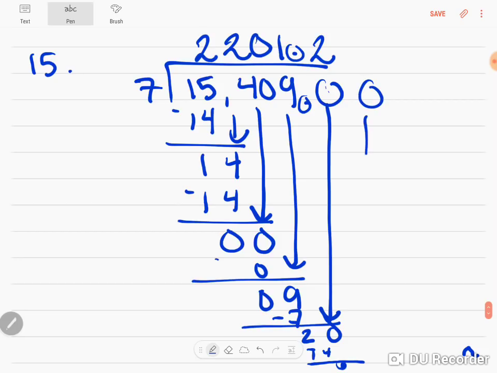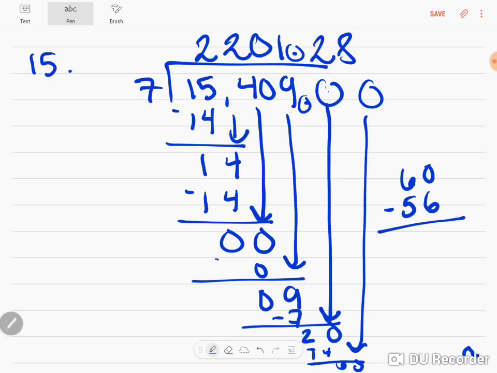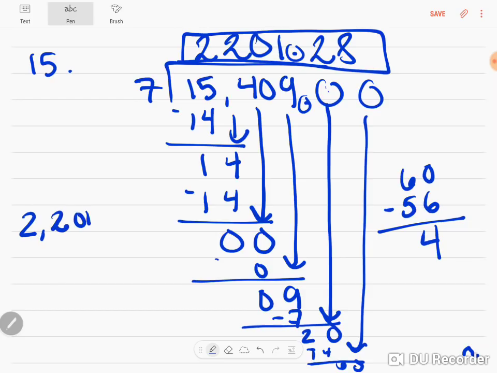6. Bring down another 0. How many times does 7 go into 60? It goes in 8 times. 60 minus 56 is 4. All right, so this is our answer right here: 2,201.28.